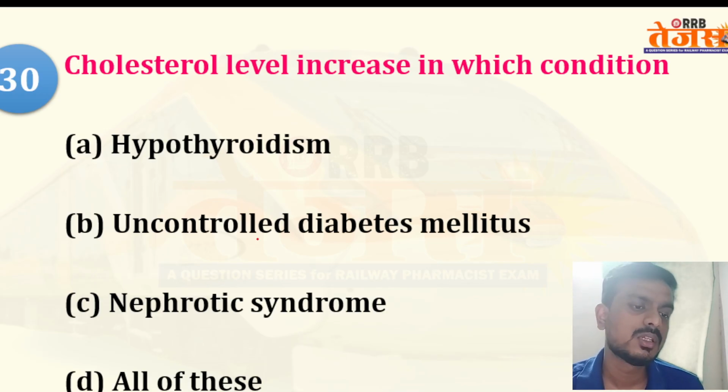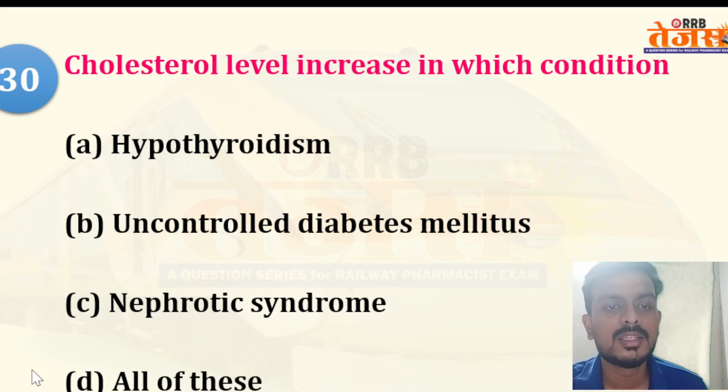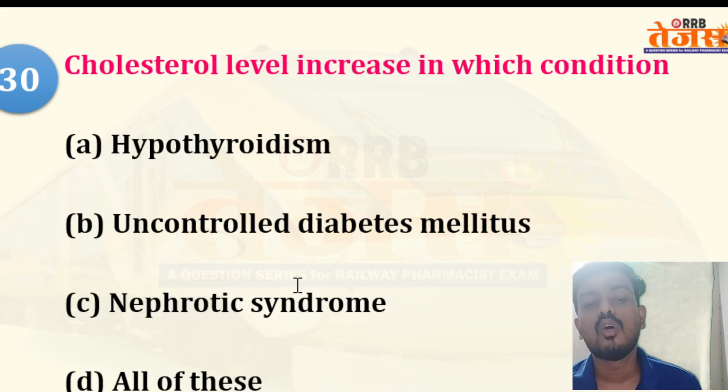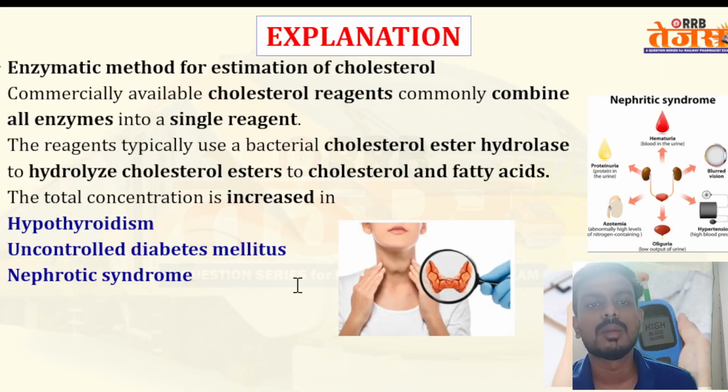Next, the last question of today's lecture, cholesterol level increases in which condition? Hypothyroidism, uncontrolled diabetes mellitus, nephrotic syndrome, all of these. Remember, all of these options are associated with increased cholesterol. Here the right answer will be option D, all of the above.